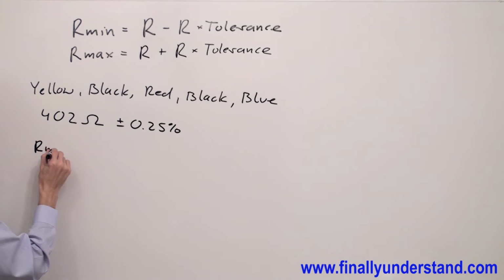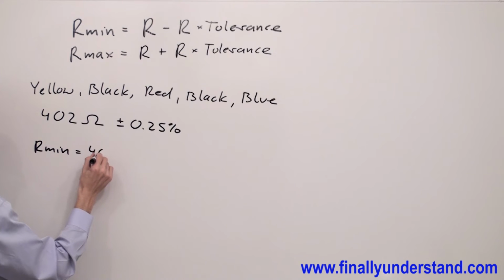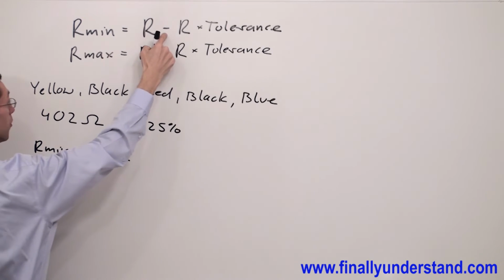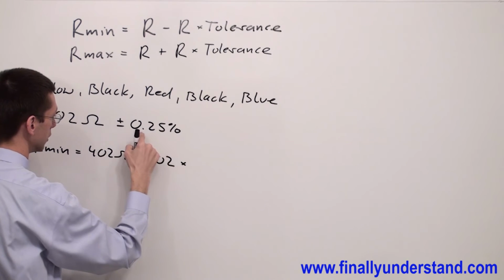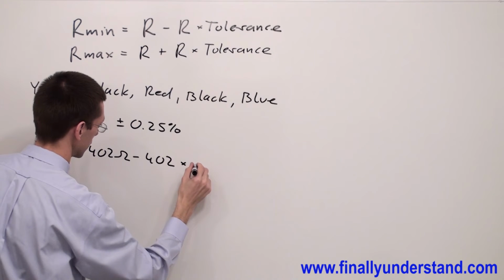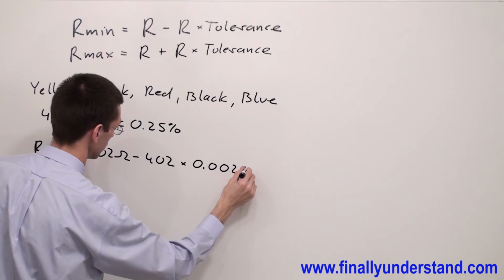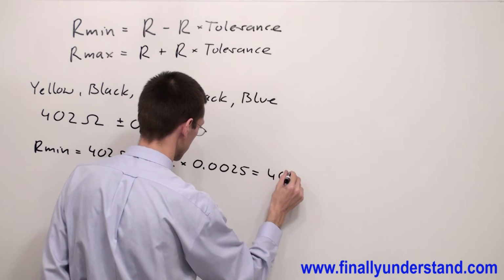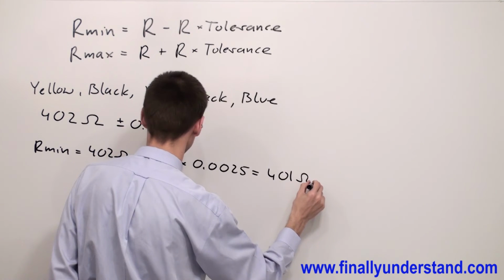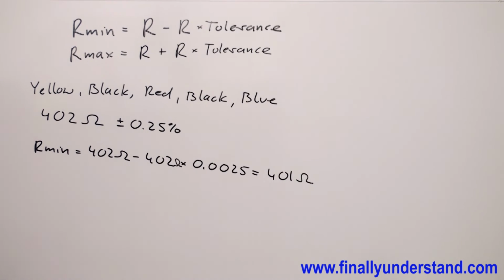R minimum is equal to the nominal value, 402 ohms, minus 402 times the tolerance. Okay, this is going to be 0.025, and this is equal to 401 ohms. Okay, of course this is ohm over here. This is the minimum value of the resistor.